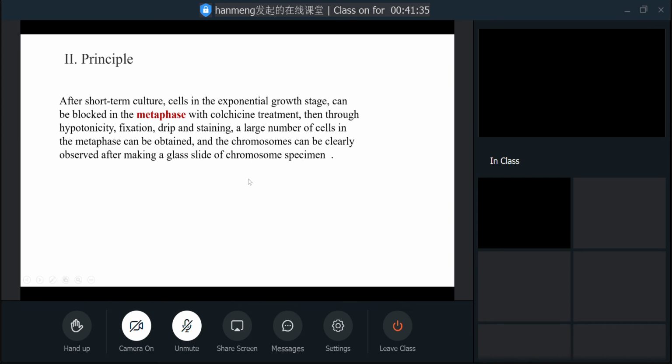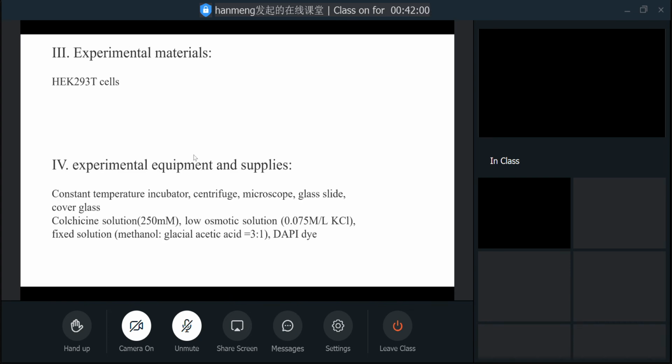So in this experiment, first you should get the metaphase cells. Then you do hypotonic treatment, fixing, dripping and thinning, then we will observe the chromosome. And our experimental material is HEK 293T cells. It is a human embryonic kidney cell.